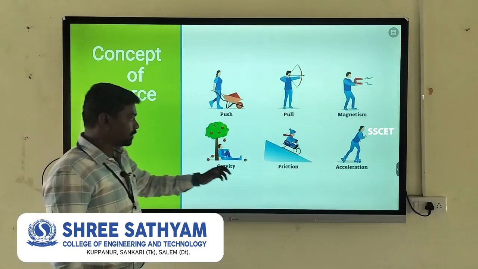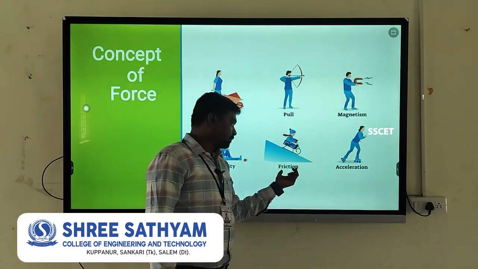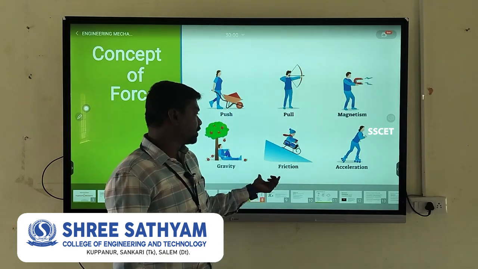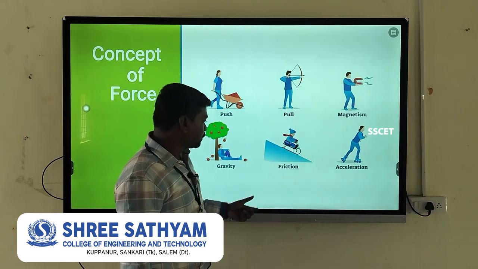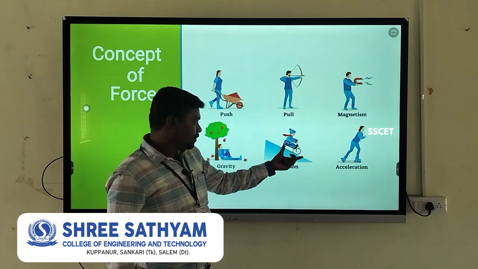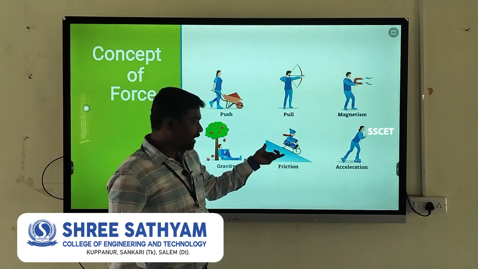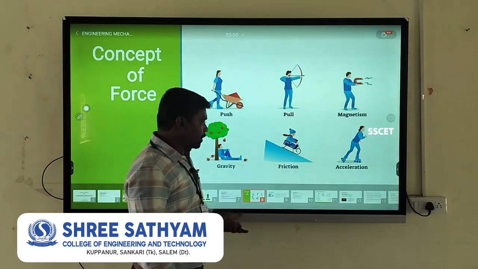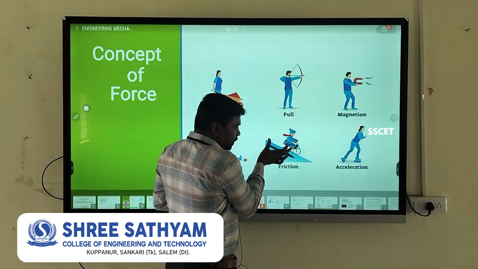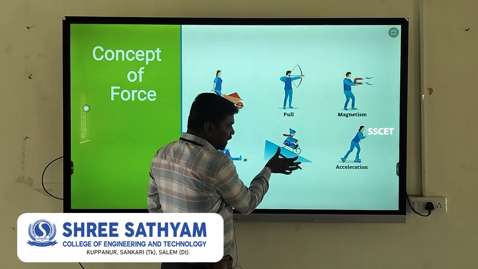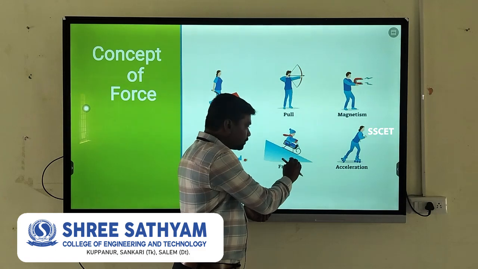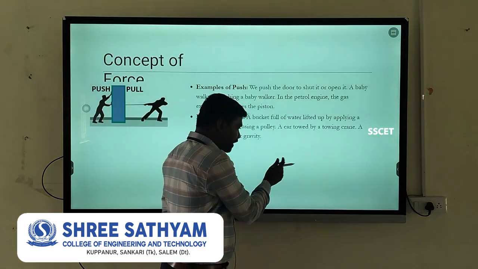Next one is called friction. Friction means frictional force. What is called frictional force? See the object. The man is sliding at an angle on the floor. If a body or any other object moves on a table or on the ground, the frictional force will be created under it.